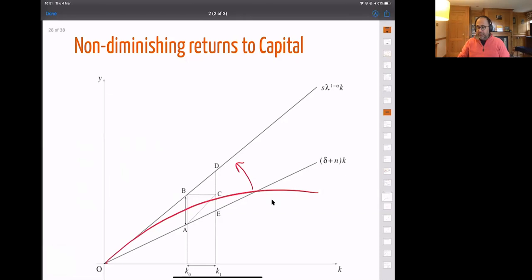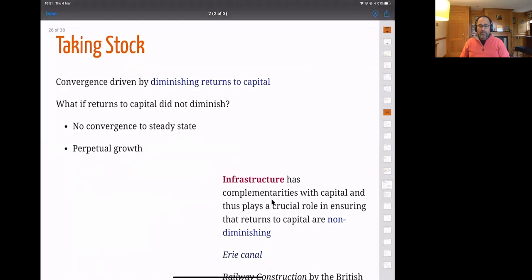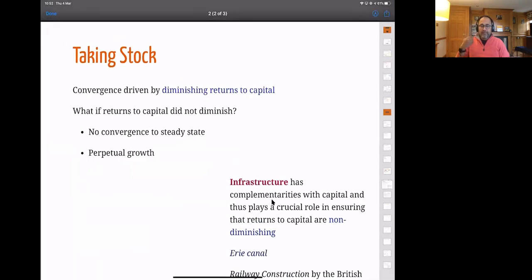Now, it turns out infrastructure does exactly the same thing. If you have some capital stock, but you have a limited amount of electricity, then your productivity slows down as you add capital stock. But as you add infrastructure, as I mentioned last time, it increases the productivity of the workers by a significant amount. So infrastructure plays the role of reducing the diminishing returns to capital.